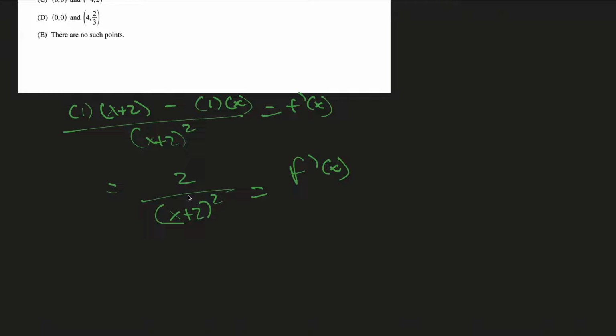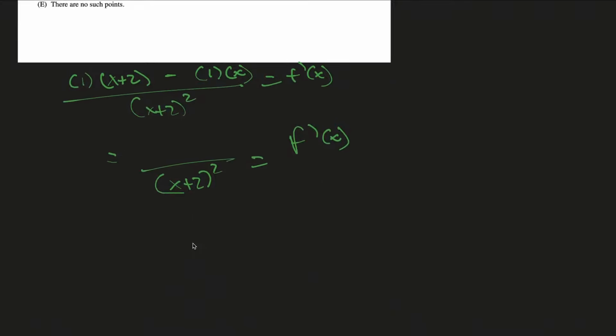Now, given this, you just have to figure out where this equals 1/2. So just set 2 over x plus 2 squared equal to 1/2.